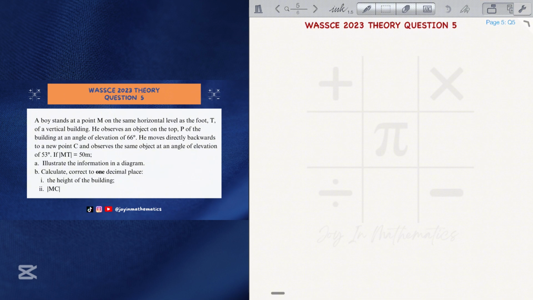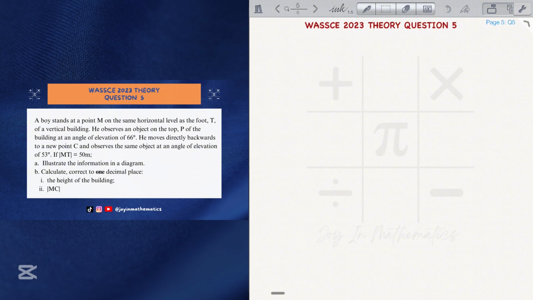Now, proceeding on to question number 5. Now, this is a question on angle of elevation and depression. The question says, a boy stands at a point M on a horizontal level as the foot T of a vertical building. So, let's first depict this in a diagram.